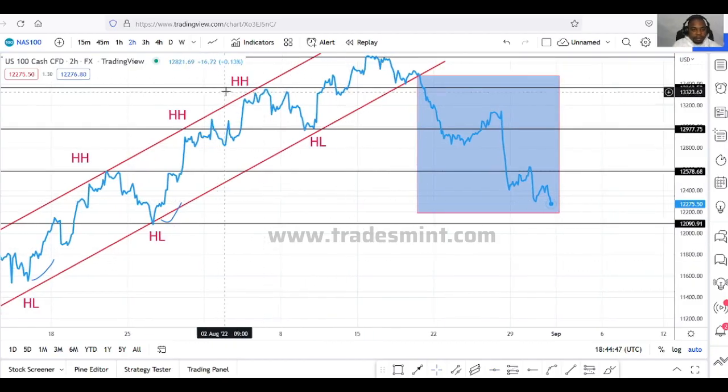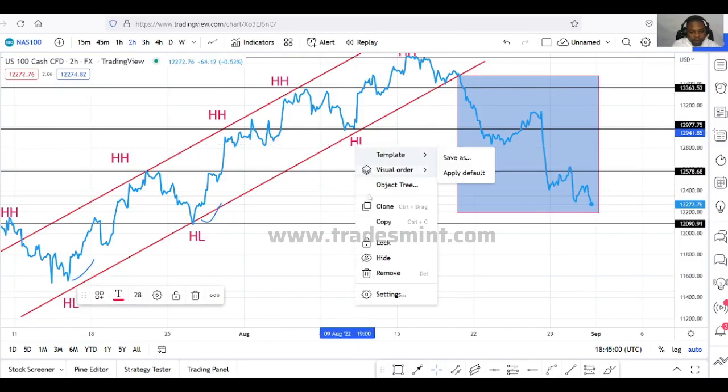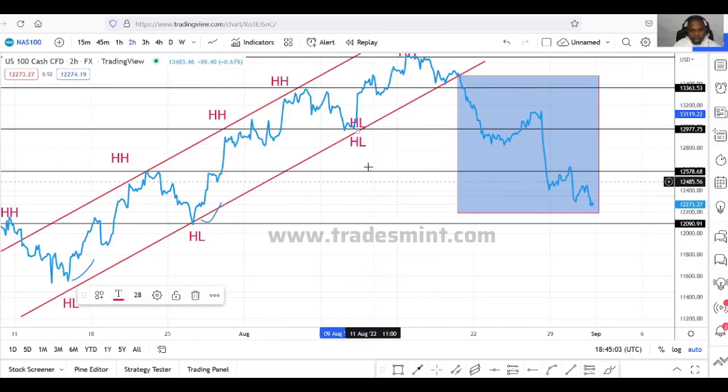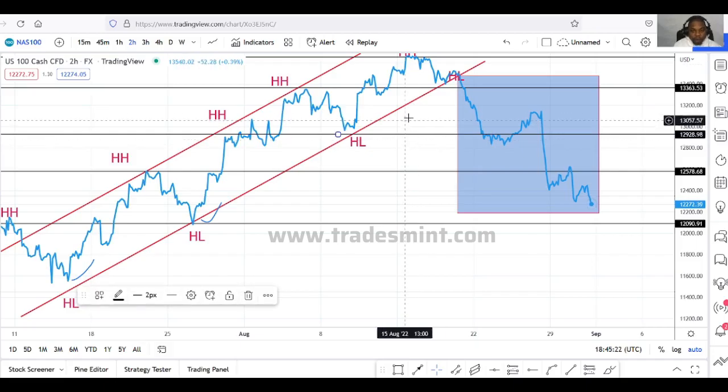This one is still a higher high. But now we're supposed to have a lower high here. Here we're supposed to have what we call a lower high. In the process of us having a lower high, what happened was different. We broke that lower high.